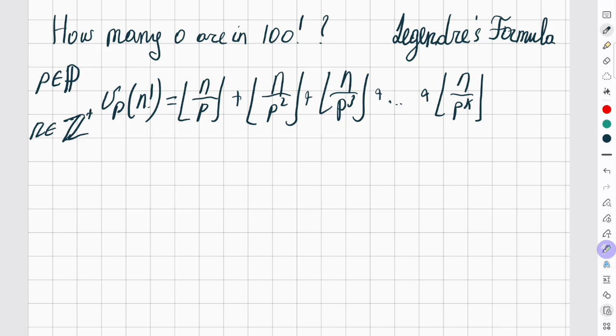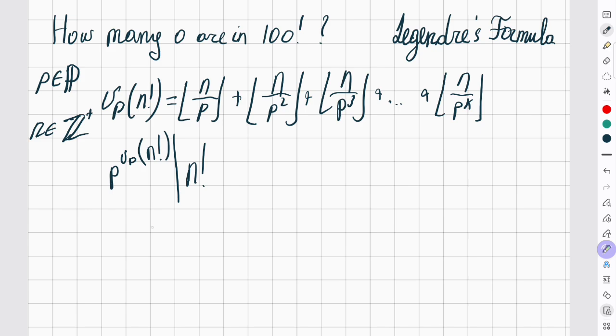Firstly, we have number p, which is prime, and number n, which is a positive integer. And in this case, we just want to find the greatest exponent of p that can divide n factorial. Let's call it v_p(n!).